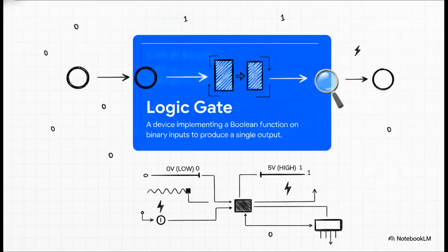To actually make a computer think, we use logic gates. By mapping physical voltages to a binary logic system, where 0 volts represents a 0 and 5 volts represents a 1, we basically trick these physical hardware components into evaluating logical rules for us.